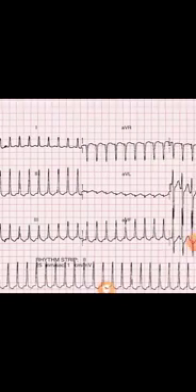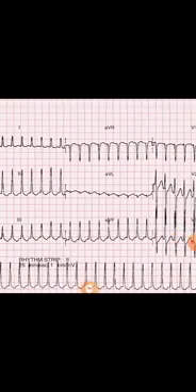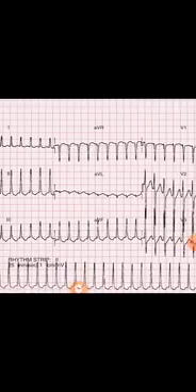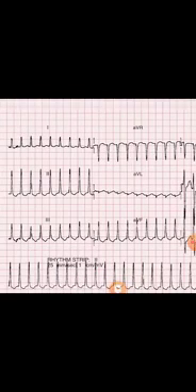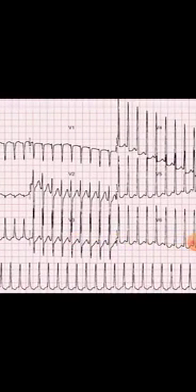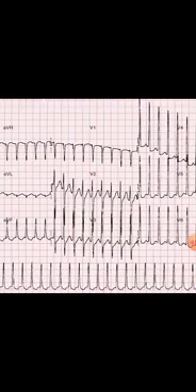And if we try to locate the P waves, they are not visible, so most probably they are hidden within the QRS complex. The T waves are inverted in most of the leads. Look at lead 1, 2, 3, AVF, and also lead V4, V5 and V6, in these leads the T waves are inverted, and in lead V2 and V3 they are peaked.